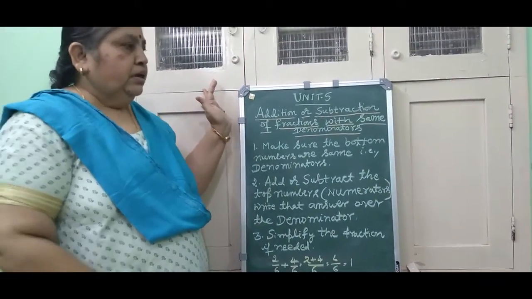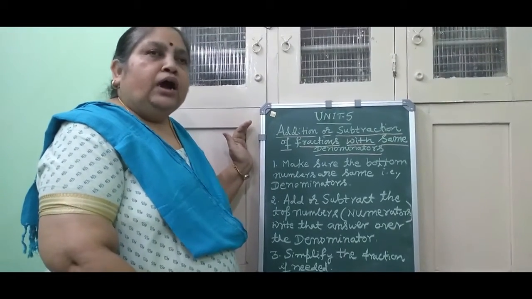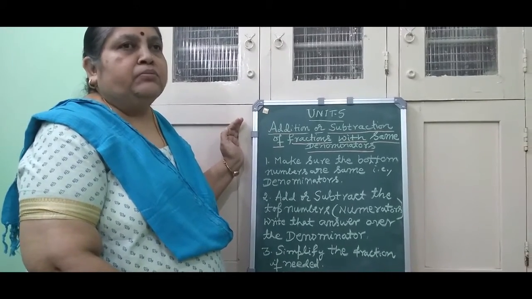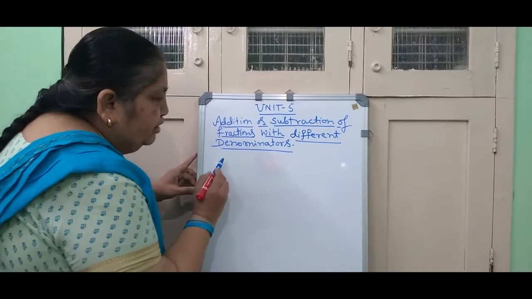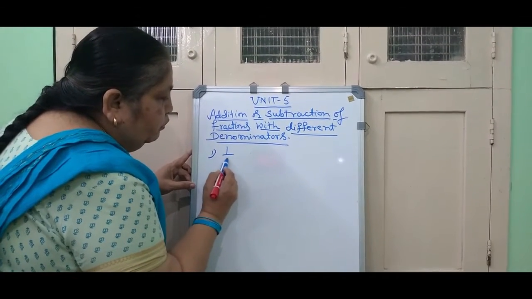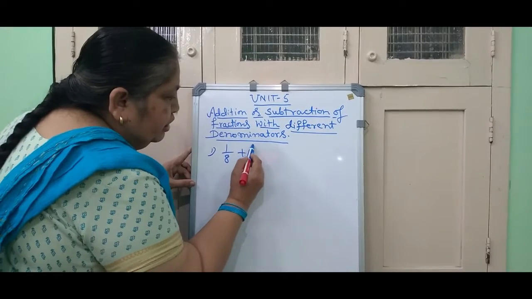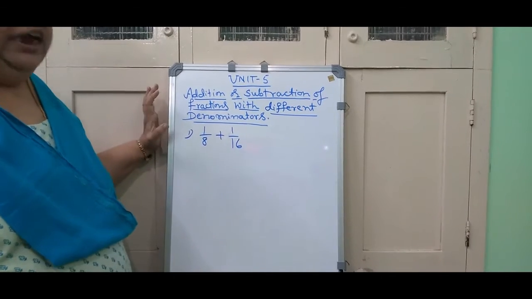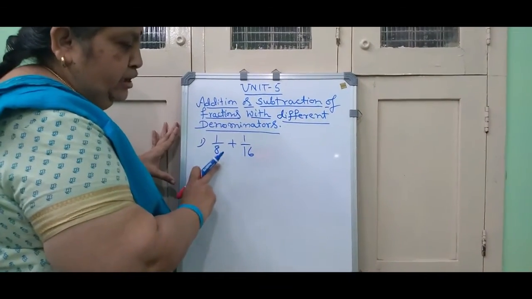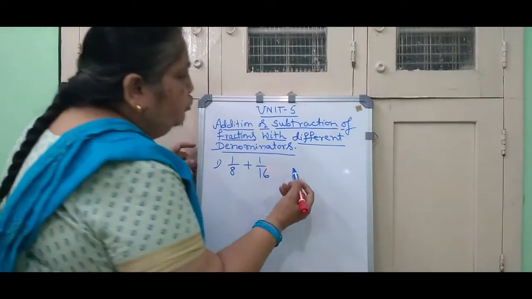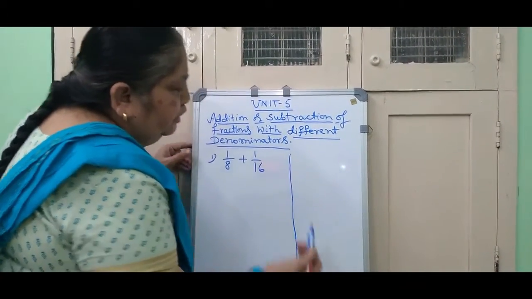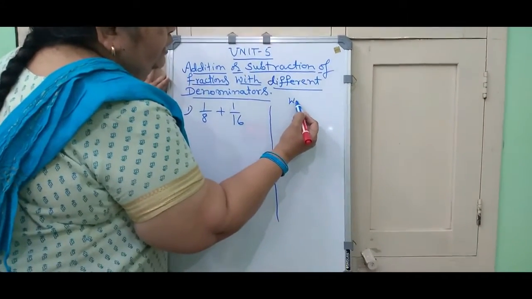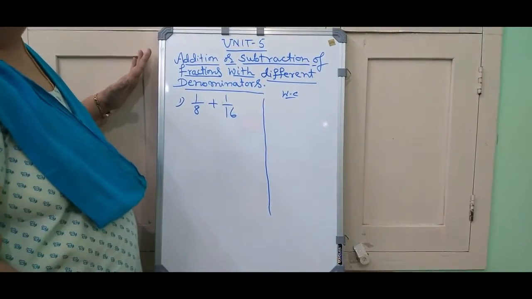So next, here I am going to tell you how to add or subtract fractions with different denominators. Now let us consider the example 1 by 8 plus 1 by 16. Again we have to observe very carefully here the denominators. 8 and 16 are two different numbers. Here I have divided the entire board into two parts. This we will write as WC. WC means the working column.